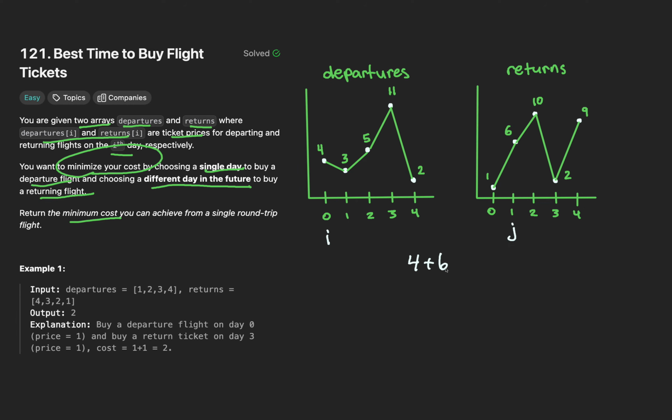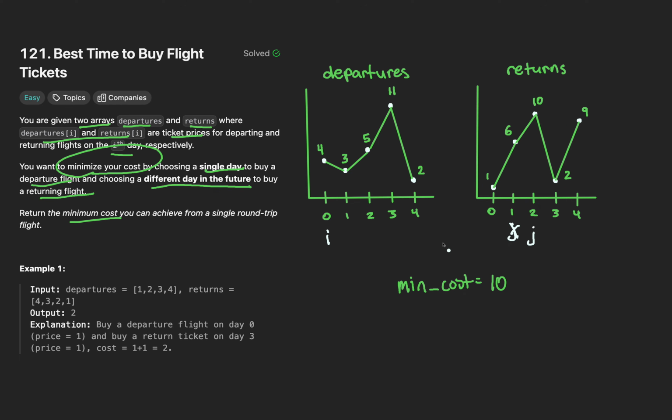The 4 plus the 6 yields a 10, and by default, this is the cheapest round trip we found so far, simply because it's the only round trip we found. Let's update a minimum cost variable to reflect just that. So we have a minimum cost variable.